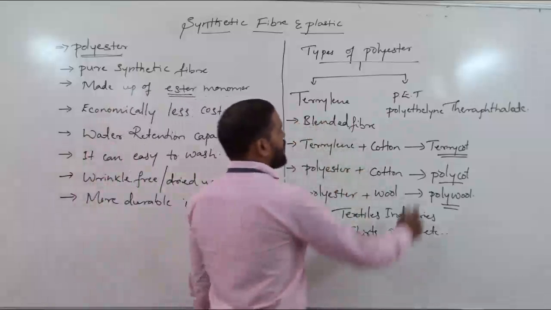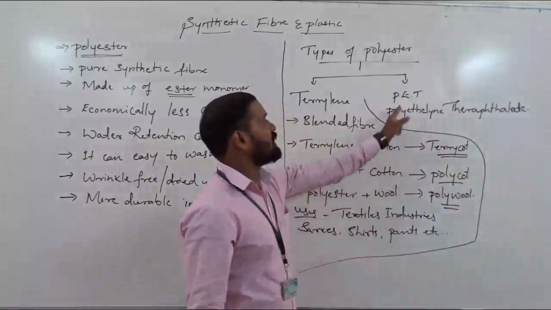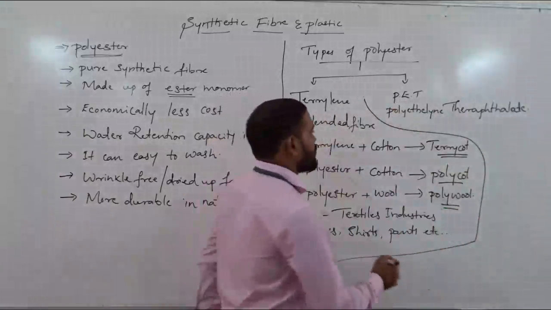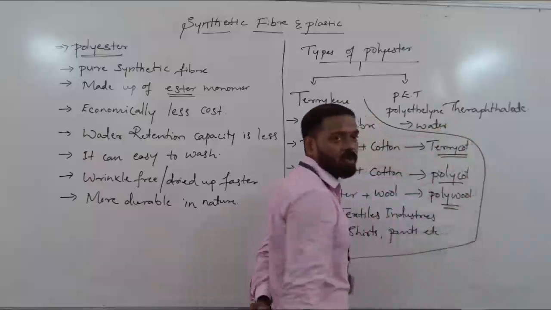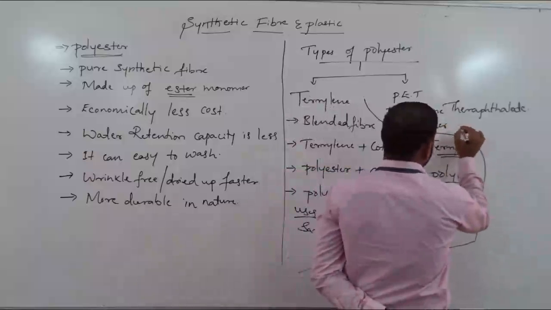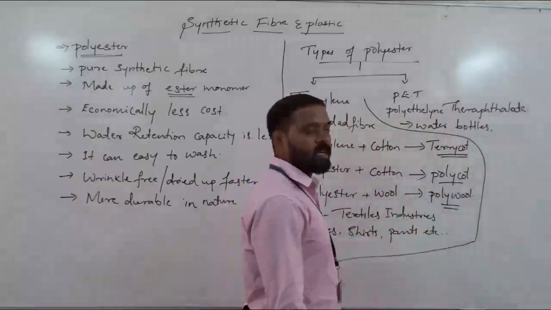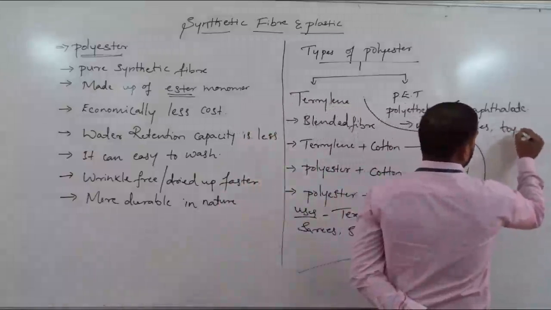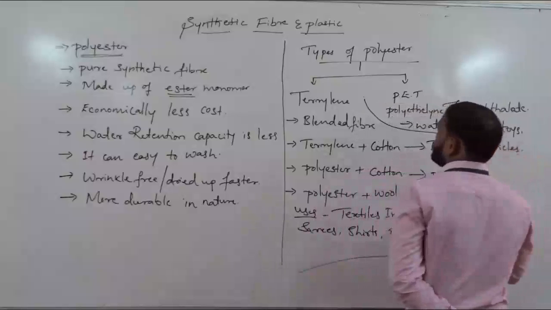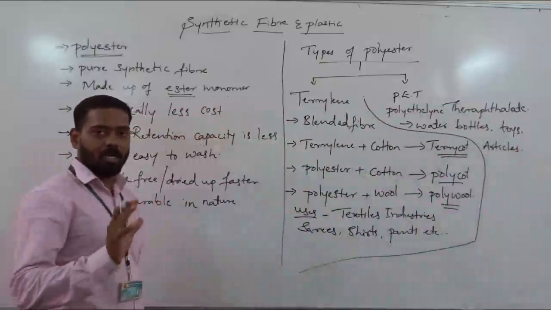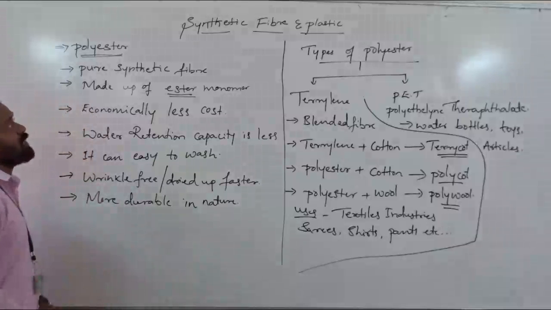Coming to PET, PET means polyethylene terephthalate, and basically we use it for manufacturing two things. One is water bottles. For manufacturing water bottles we use polyethylene terephthalate. Then toys, and some other articles, we can manufacture from PET. From PET we can make a variety of articles. Hope everybody understands some importance of polyester.